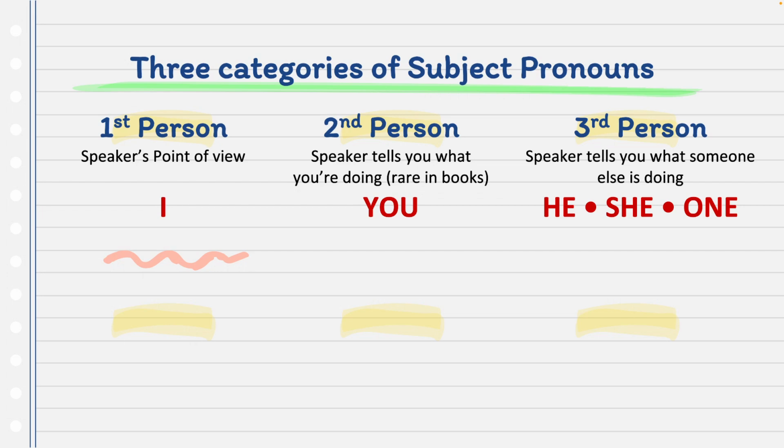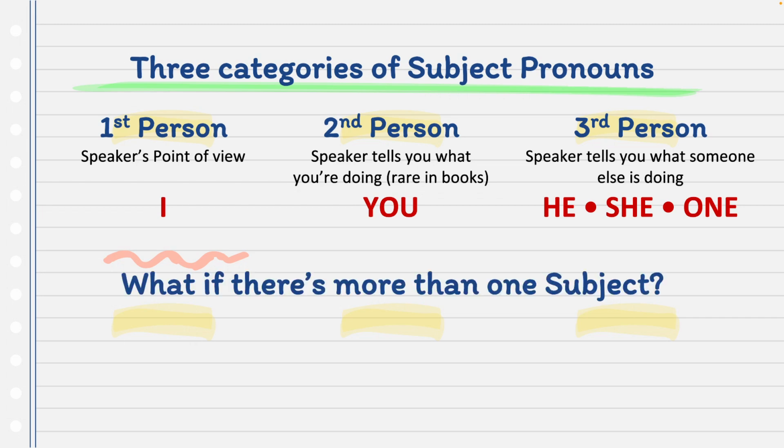And then in third person, the speaker tells you what someone else is doing. He is going to the beach. She is going to see her friends. One is going to the beach today, which is rarely used in English anymore, but we still teach it in French because the French will often use that pronoun to say, we are going to the beach.